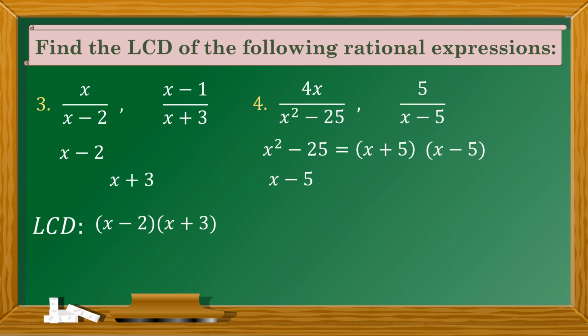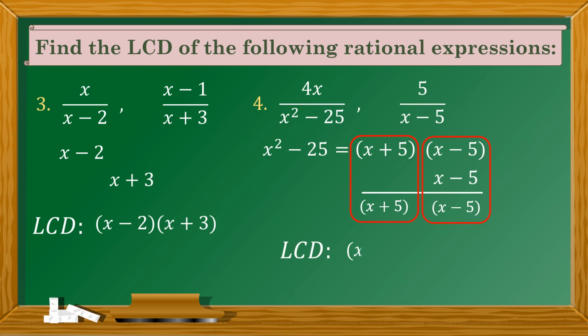And the other denominator, x minus 5, is not factorable. So we will just align it with its common factor, which is also x minus 5. And then, let's bring down the factors. We have x plus 5, then x minus 5. So therefore, the LCD is quantity x plus 5 times the quantity x minus 5.